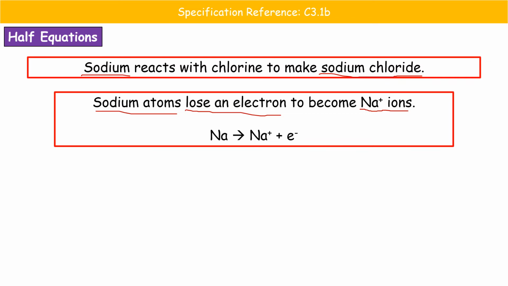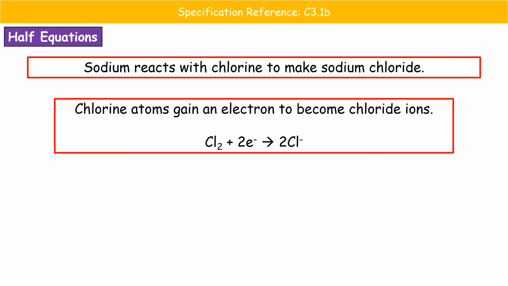So when we write the half equation, we literally write down the formula for sodium. There's an atom, Na, and then we're going to say what happens to make the sodium ions. First of all, write the formula for the sodium ion, Na+, and then we've got to add our little symbol for the electron, because from the atom what's happened is an electron has been lost. So Na+ and an electron, e-. And that's it. That's the half equation for sodium.